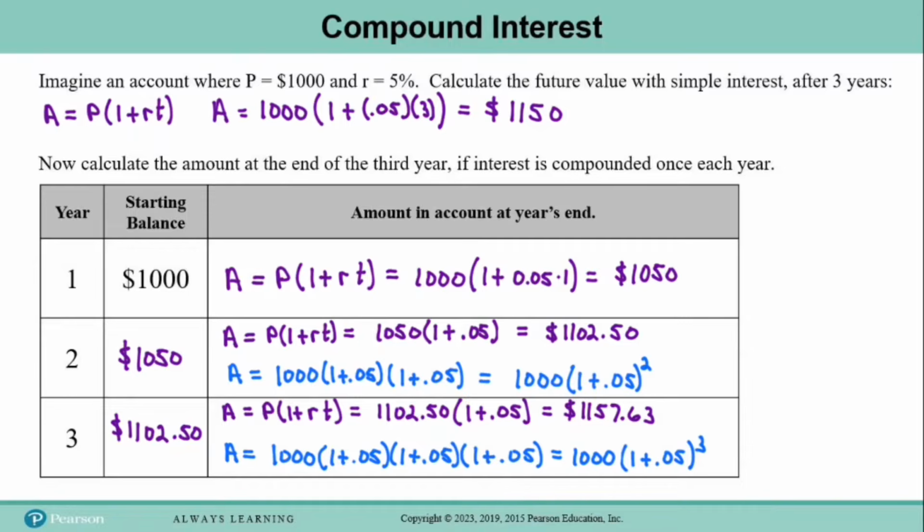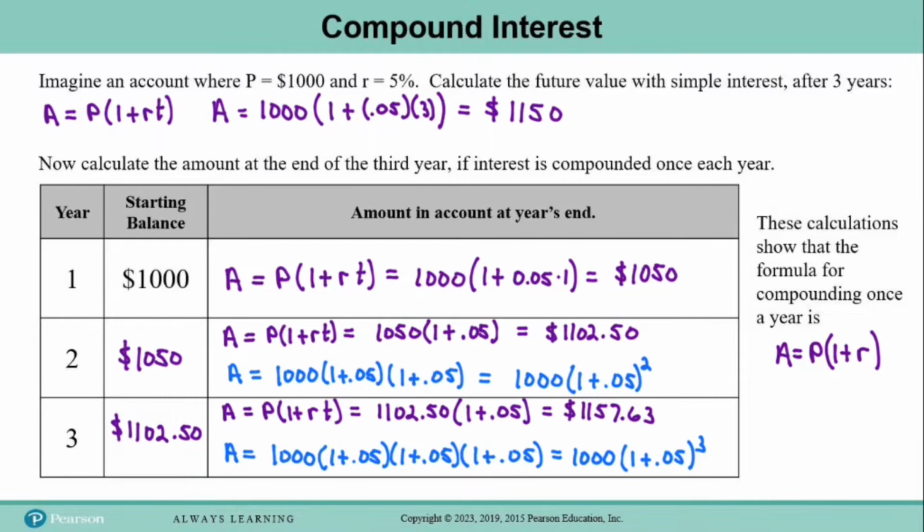And then at the end of the third year, it was principal times 1 plus r to the third power, because we're at the end of the third year. So if we're compounding once a year, then we can use this formula. A will be equal to the principal times 1 plus r with an exponent of t, where t represents the number of years that we're investing, r represents the interest rate, and p represents the principal or the starting amount. And again, this formula works as long as we're compounding the interest once a year.